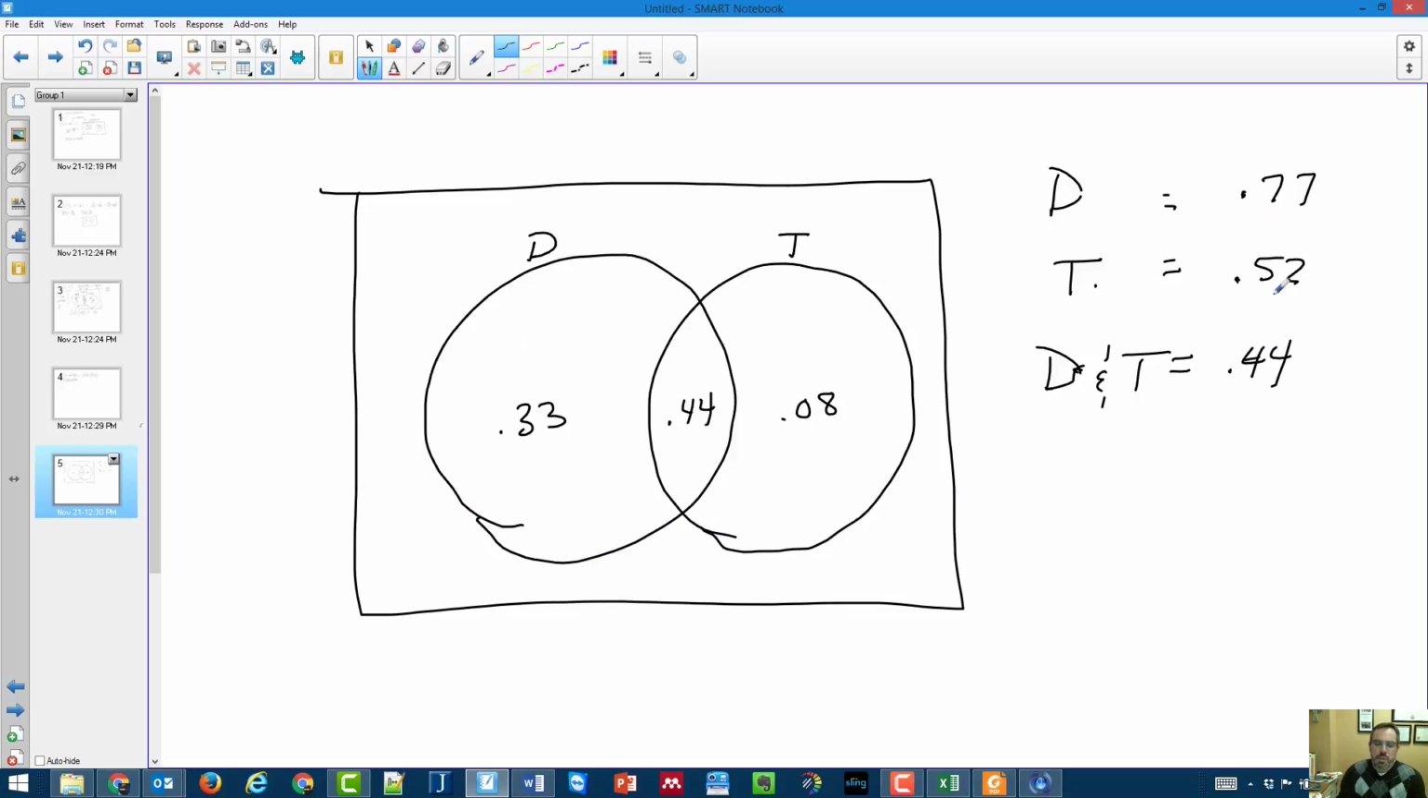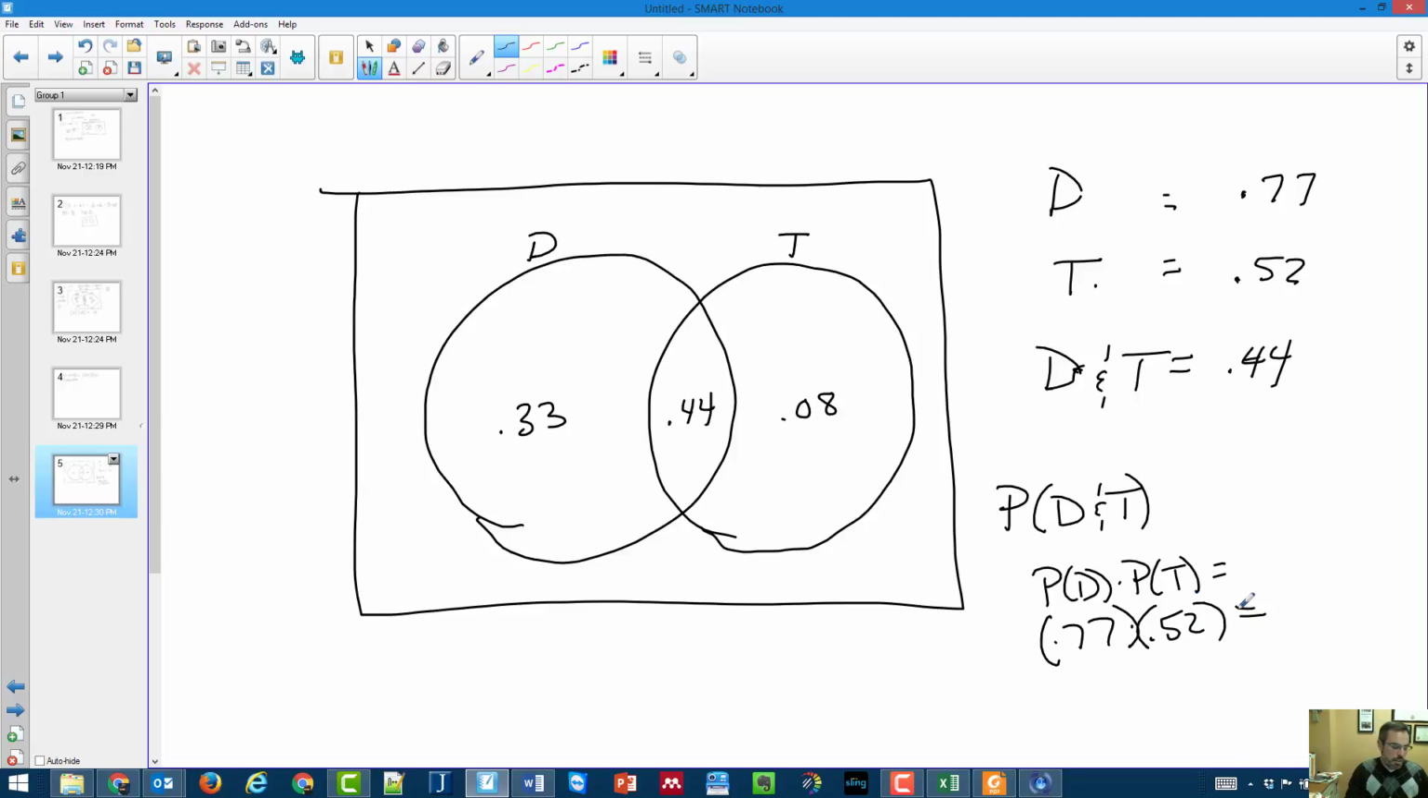One of the things that we noticed in class, and I should have caught this right away, is that if I were to have asked the probability of domestic and truck, and I look at this and say, well, that's probability of domestic times probability of truck, I would end up with 0.77 times 0.52. And if I put those together, we notice that it was wrong. So 0.77 times 0.52 is 0.4004. It's not even really close. That's 40%. Our answer is 44%. That's because these are not independent.